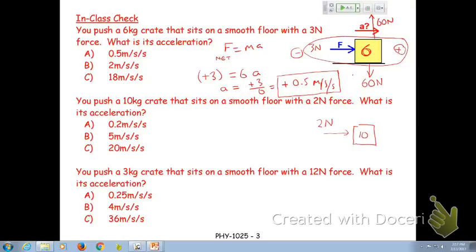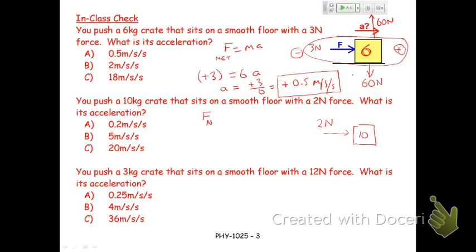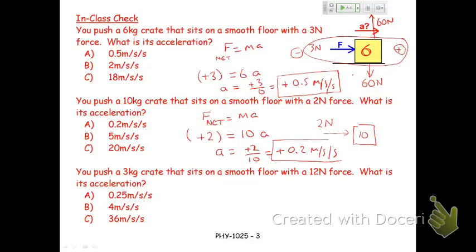So I got my diagram, and then I say, well, according to good old Newton, F net is equal to MA. I look at my diagram and I say, well, I've only got one horizontal force, and that is 2 newtons going to the right, so let's call it plus 2. And that equals 10 times A. So A is equal to plus 2 over 10, which equals plus 0.2 meters per second per second. So my answer for that one is going to be A.